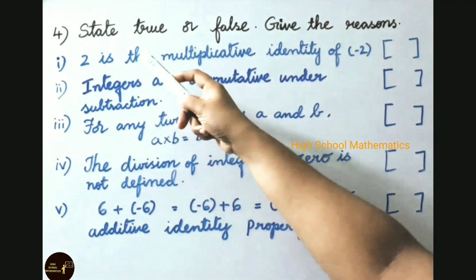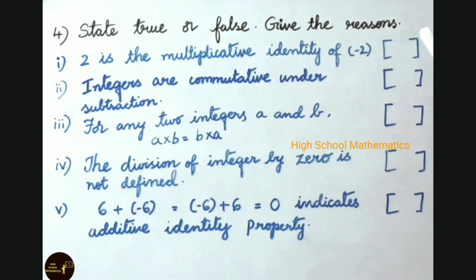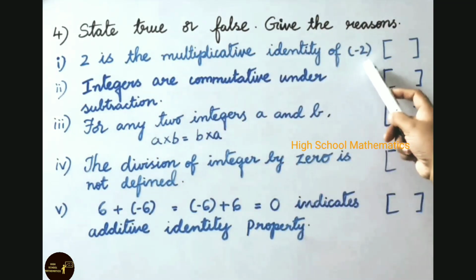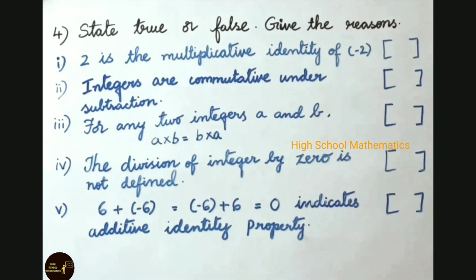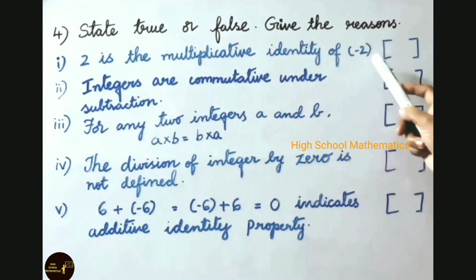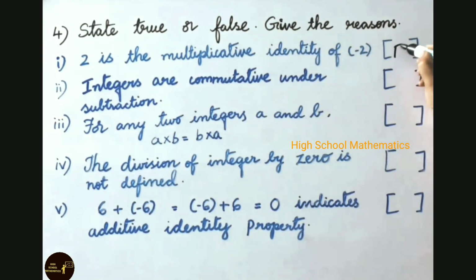See now the fourth question, state true or false, give the reasons. See the first one, 2 is the multiplicative identity of minus 2. We know the multiplicative identity for any number is 1. So the multiplicative identity of minus 2 will be 1 only. But they have given here 2 is the multiplicative identity of minus 2. So the given statement is false.